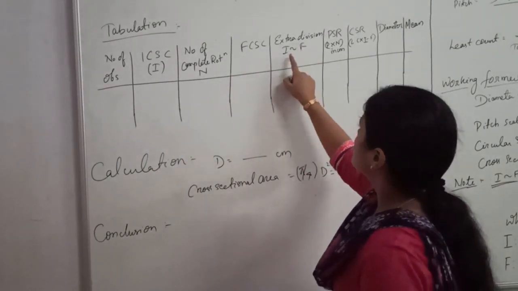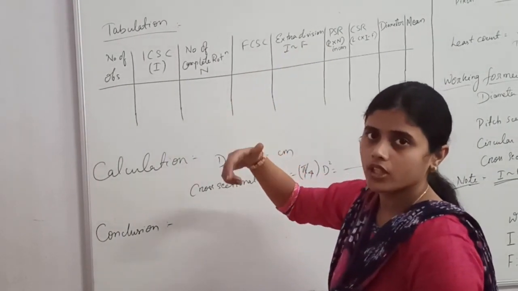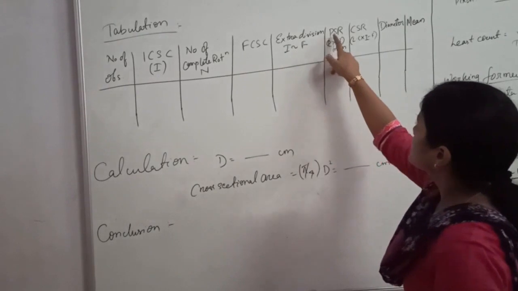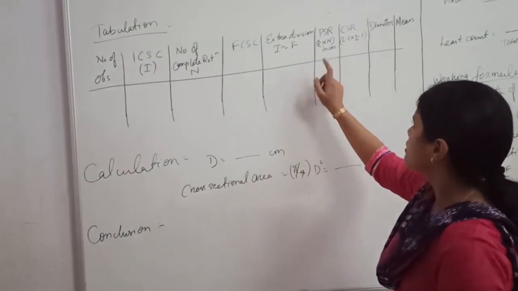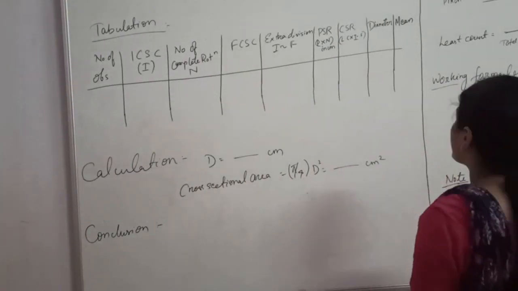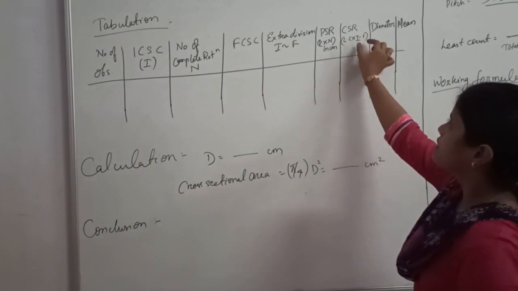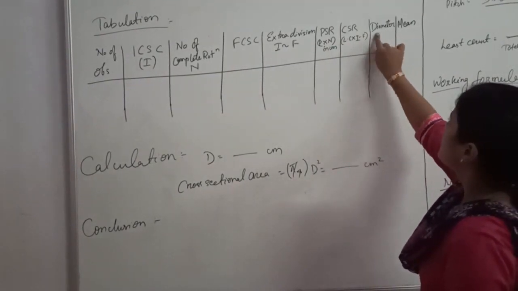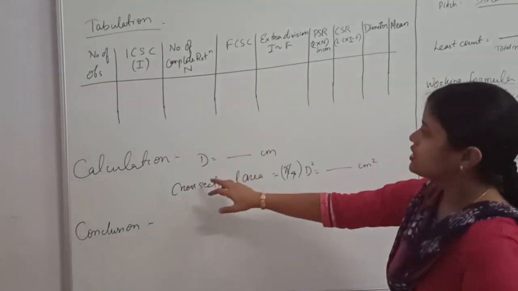And extra division is I minus F. The difference you have to find, that I told you in the note. Then pitch scale reading is pitch into number of complete rotation, in centimeter. Then circular scale reading is least count into I minus F, the extra division. Then the diameter and the mean diameter. After finding, you will do the calculation.